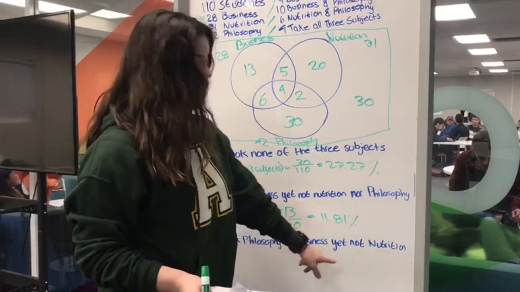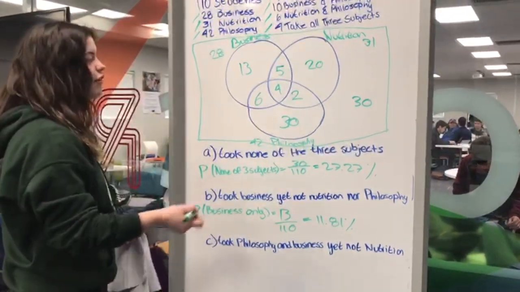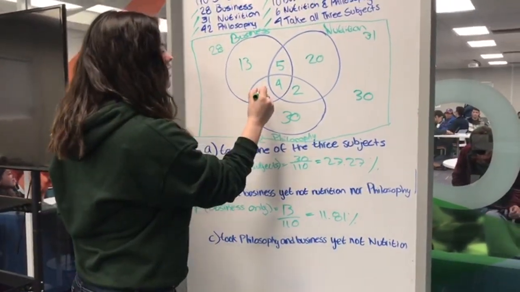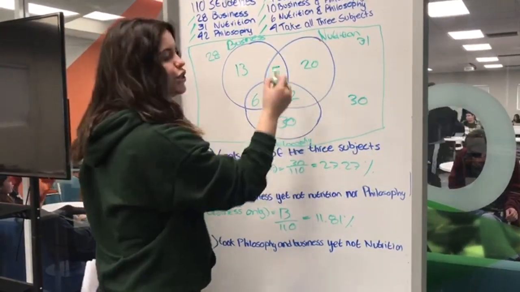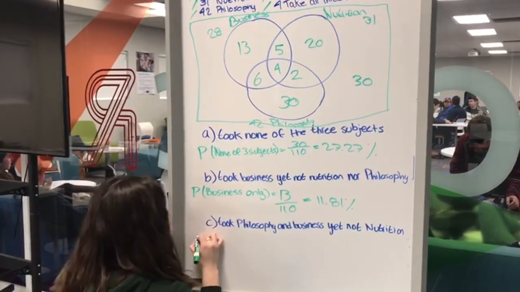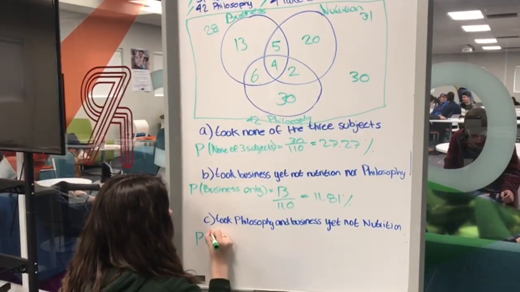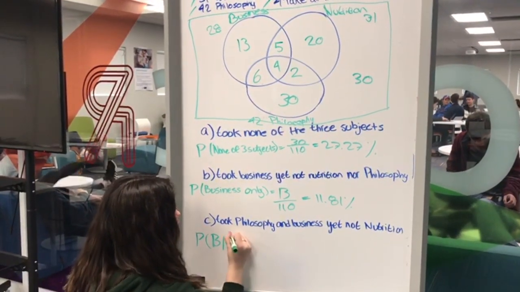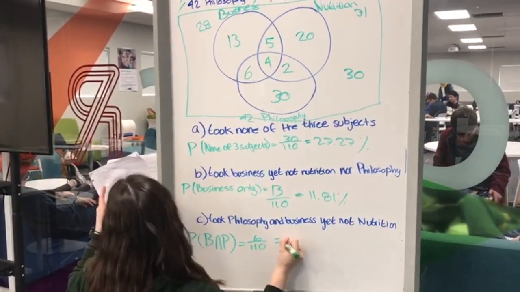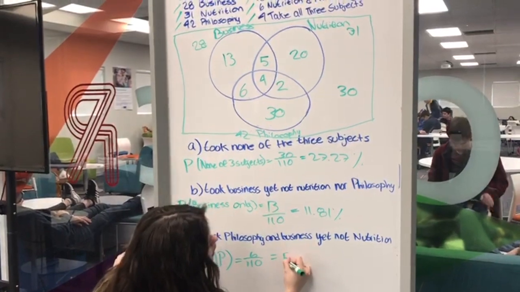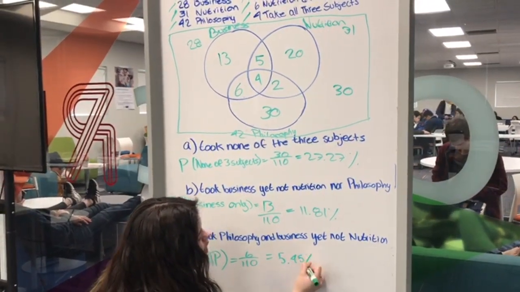Philosophy and business, yet not nutrition. So we're going to grab the number 6 because it is business and philosophy and it does not include nutrition. So the probability of it being business and philosophy equals 6 over 110, giving us 5.45%.